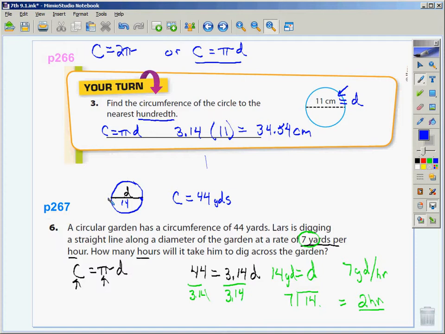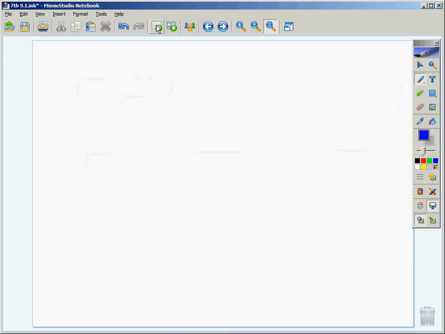But everything that we do today is based off of these two formulas. The reason I'd want to use 2 pi r is that they gave me the what? What does r stand for? Radius. The reason I'd want to use the other formula is if they gave me a diameter. It's the only reason I'm going to use it.